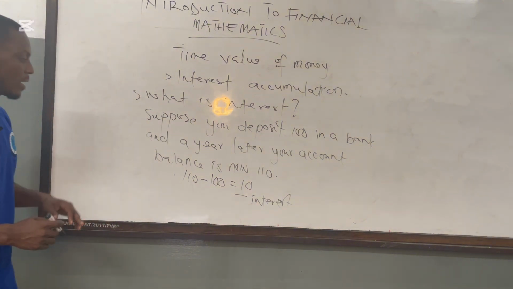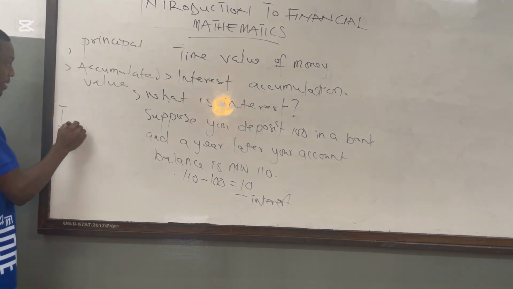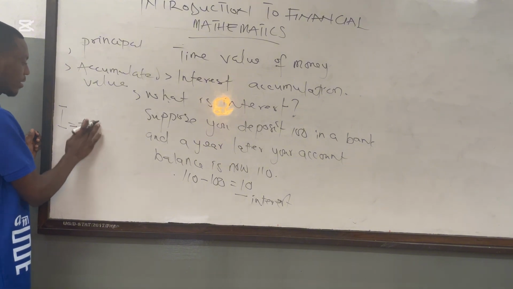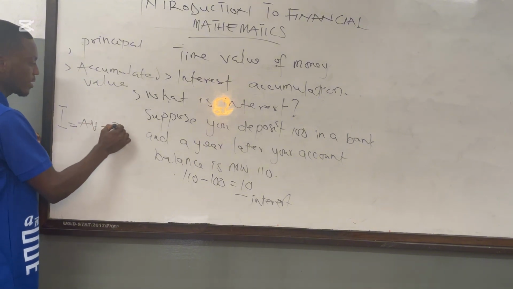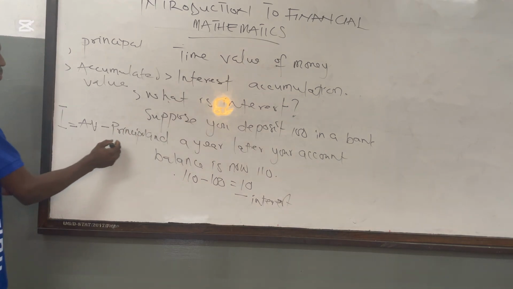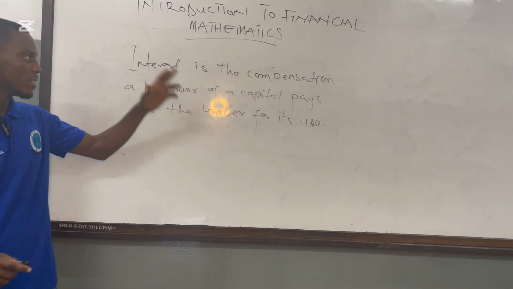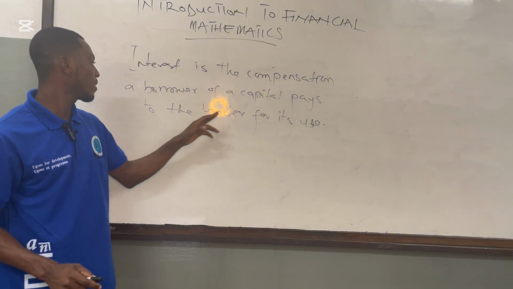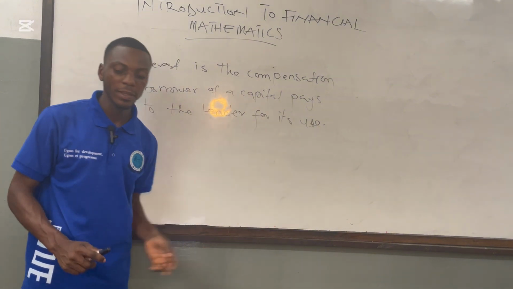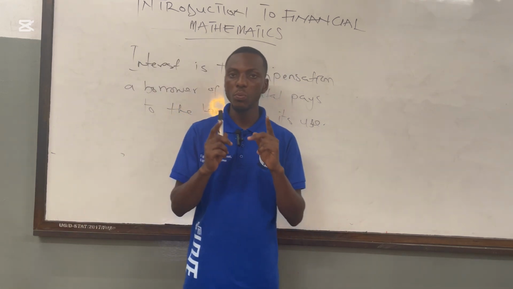Let's look at some terms here that we would be using throughout. Your interest, which is I, is the accumulated value minus the principal, where the principal is your initial investment and the accumulated value is the value of your account after some number of years. So simply, interest is the compensation a borrower of a capital pays to the lender for the use of the capital. And as I said earlier, every financial transaction has two perspectives.